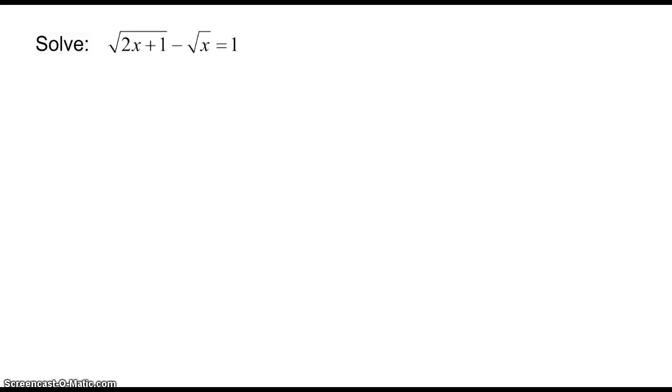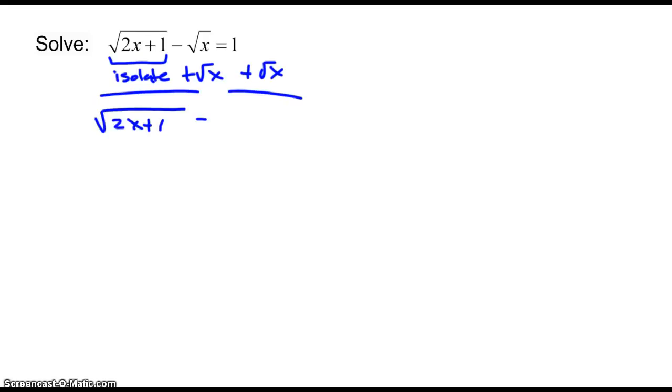Okay, what do you do if you have multiple square roots? Well, we're going to be able to isolate one of them. We can't isolate both of them, but we're going to pick the one that's the most complicated looking to isolate, because that way when I remove the square root, we'll uncover the largest or most complicated piece we can. So in this case, 2x plus 1 is a little more complicated than just x, so I'm going to first isolate this one by adding the square root of x to both sides. So I have the square root of 2x plus 1 equals the square root of x plus 1 on this side.